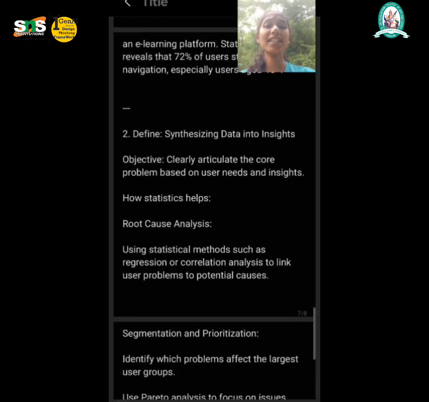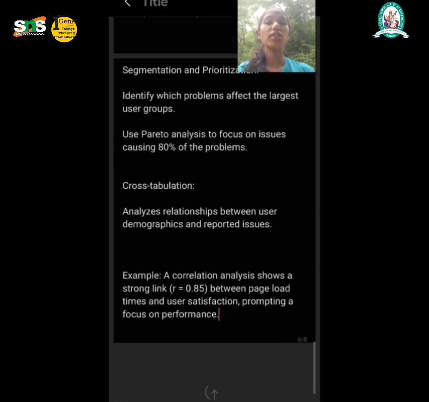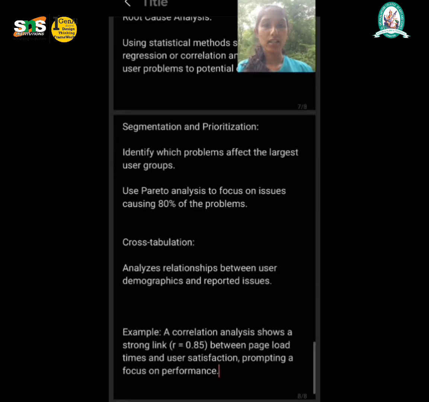Define: synthesizing data into insights. Objective: clearly articulate the core problem based on user insights. How statistics helps: root cause analysis, using statistical methods such as regression or correlation analysis to link user problems to potential causes. Segmentation and prioritization: identify which problems affect the largest user groups. Use Pareto analysis to focus on issues causing 80% of the problems. Cross tabulation: analyze the relationship between user demographics and reported issues.